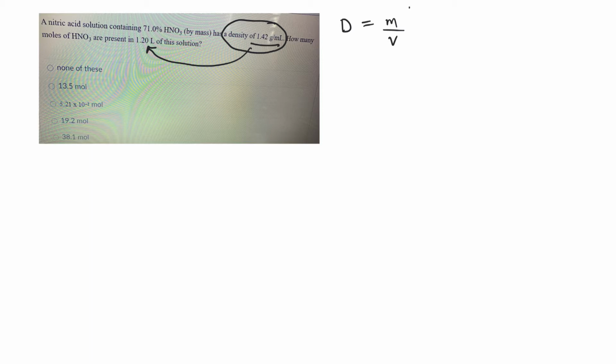So the density, we're trying to figure out mass. So it'll be mass is equal to density times volume. The density is 1.42 grams per milliliter times the volume. Now the volume is 1.20 liters. I want to make sure it's the same as milliliters, so I'm going to move my decimal 3 over to the right. Usually we want our volumes in liters, but I'm going to cancel this one out anyway. And so converting that to milliliters allows me to cancel. Okay, so now I'll just multiply those two together.